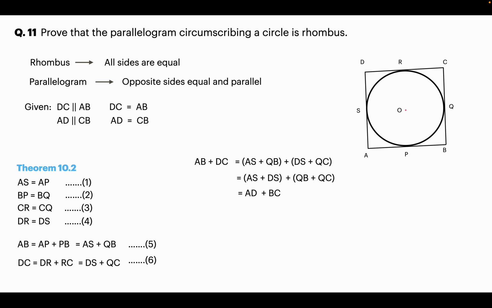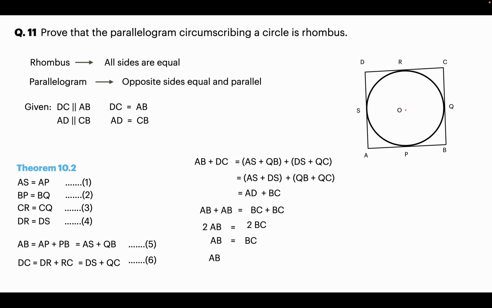And now you know that AB is equal to DC because they are opposite sides of a parallelogram. So I can write it as AB plus AB. And AD and CB are equal, why? Because they are also opposite sides of the parallelogram, so they are going to be equal. So I can say this is BC plus BC. That means 2 times AB is going to be equal to 2 times BC. That means AB is going to be equal to BC.